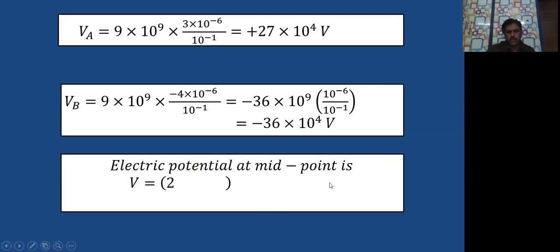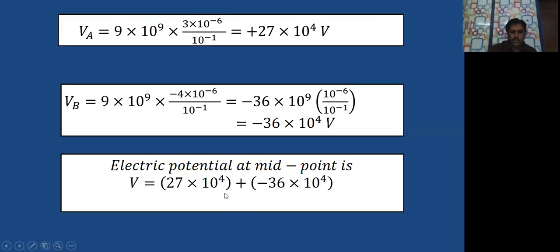So the final value, electric potential at the midpoint V, is the addition of VA and VB. 27 into 10 power 4 plus minus 36 into 10 power 4. So I suppose this is VA plus VB. I told you, the superposition principle. When a number of charges are there, you add all the potentials due to each and every charge. Then you will get the total potential. So V is the total potential, VA plus VB plus so on. And remember, children, that can be used for any number of charges. Here I used it only for two charges.